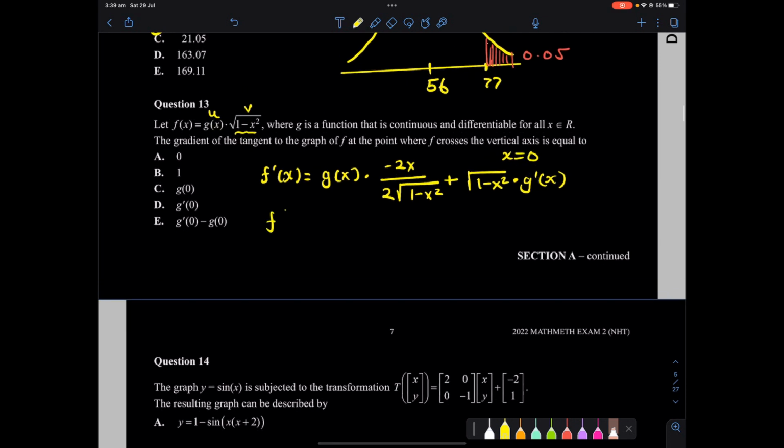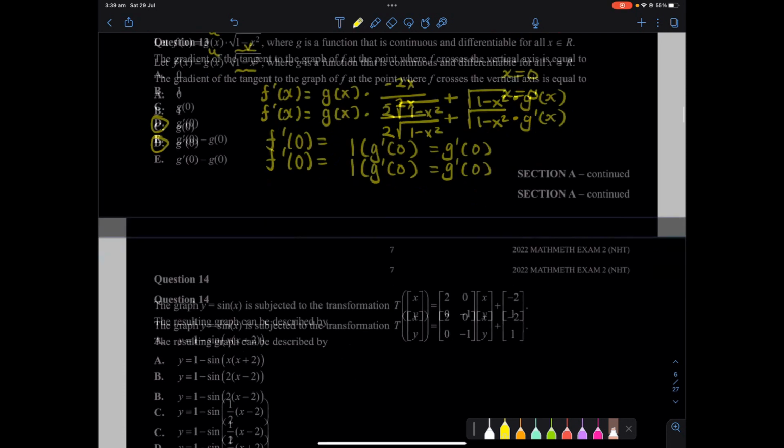Now I know that if we sub in 0, this will be g of 0 multiplied by 0. So this just becomes 0. Plus, if I put 0, it'll be just 1 multiplied by g dash of x, and we have to put 0 there. So it'll be g dash 0. D is your answer for question 13.